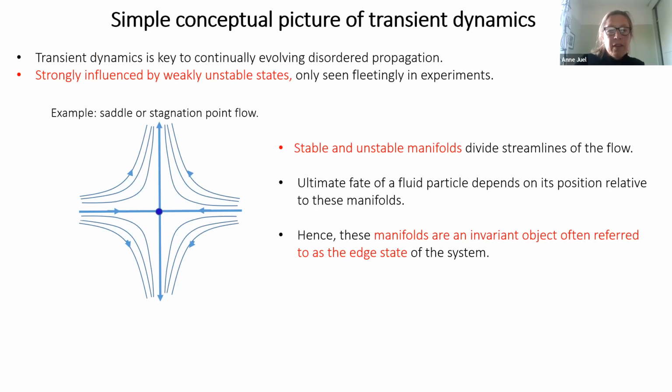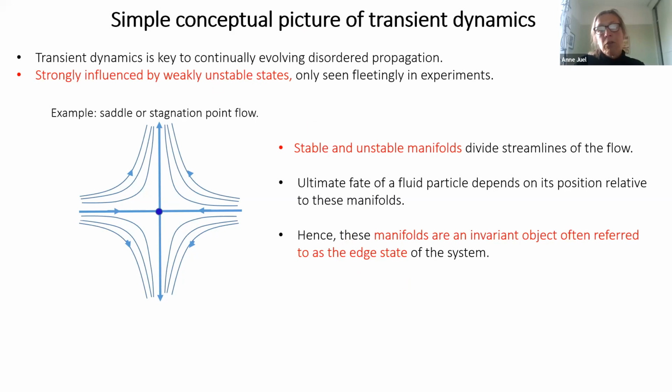And so why are we interested in this? Because when we see a continually evolving system that performs complex dynamics, then it's likely that these complex dynamics are triggered or actuated by a set of edge states in the system, so manifolds or invariant objects that are related to weakly unstable states of the system.